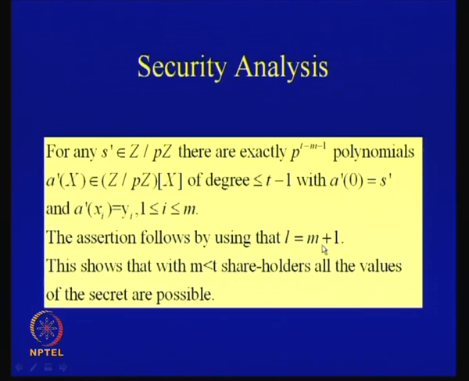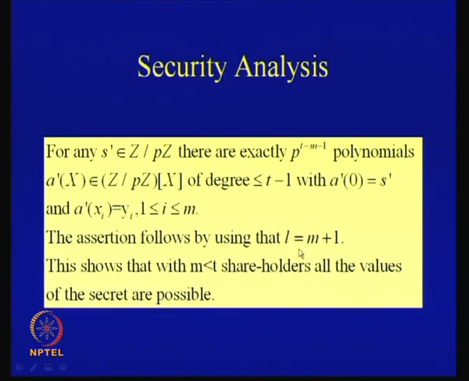Okay. Why m plus 1? Because for any s dash you choose, you are applying the Lagrange's interpolation formula on this as well as on these m values. So, there is m plus 1, right. So, that is your L equal to m plus 1 in this case.